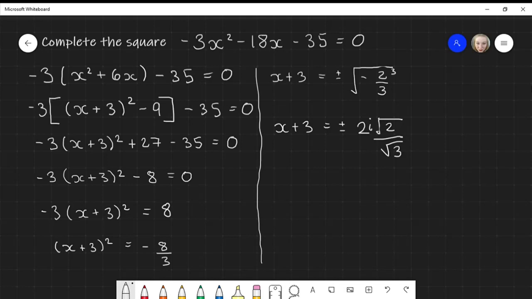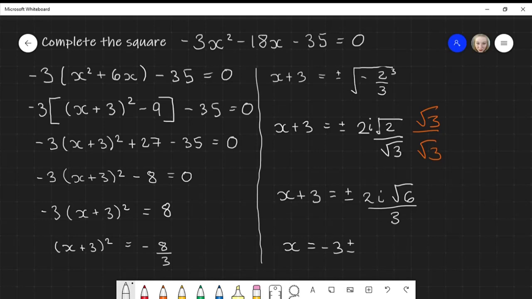And again, I don't like having a root 3 at the bottom, so times everything by root 3 over root 3. And then just take the 3 on the left hand side to the right hand side, so we have x on its own on the left. And that is the end of the third example.